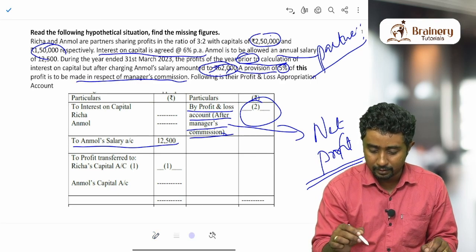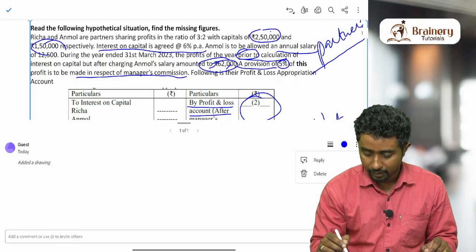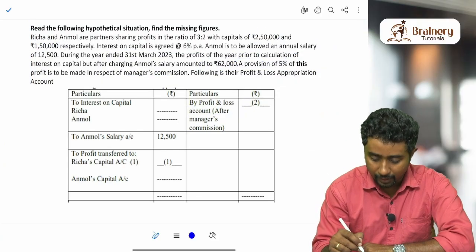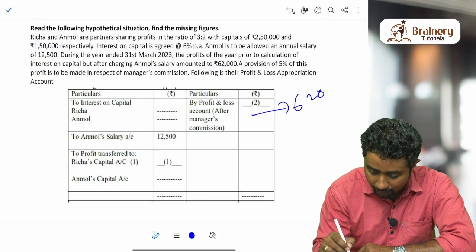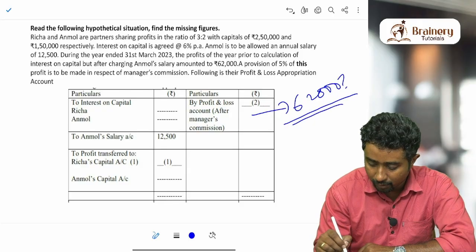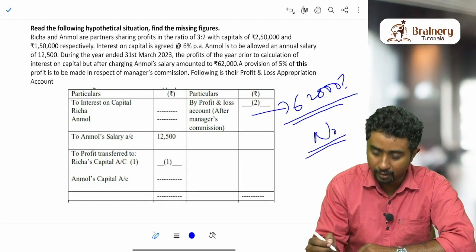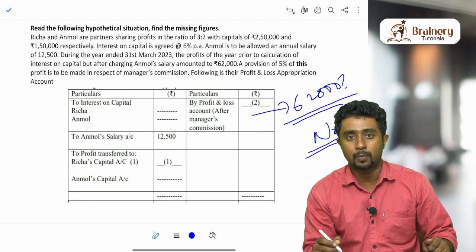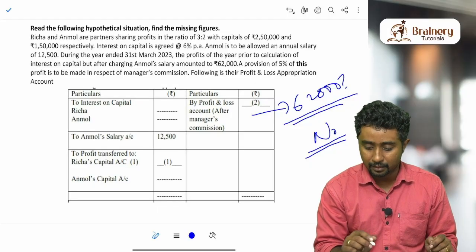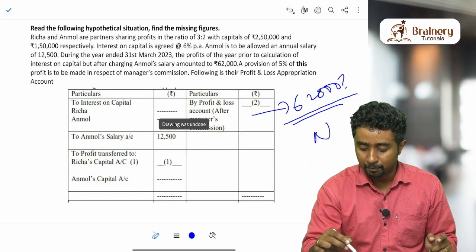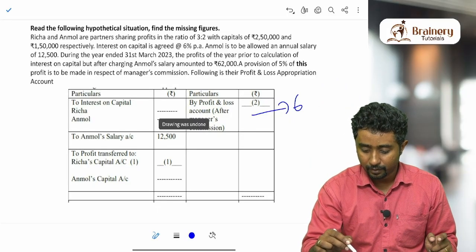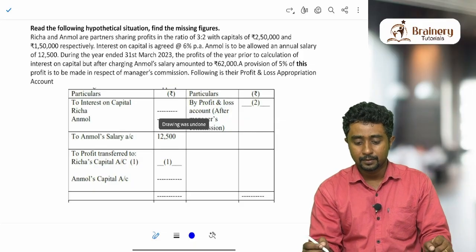So can we write 62,000 here, when you are starting this account? I'll show you. Can we write this 62,000 here? What do you think? No. Answer is a clear no, because 62,000 is not net profit. With net profit only we can start this account. So how to find the net profit again?